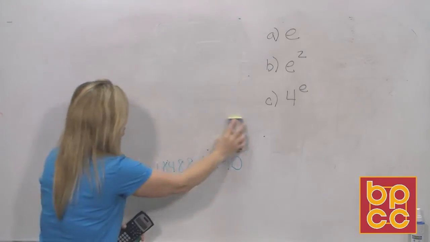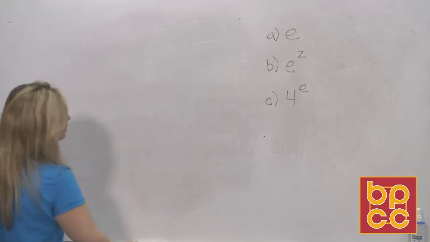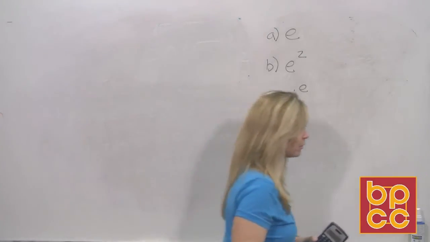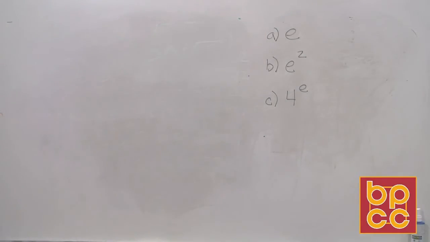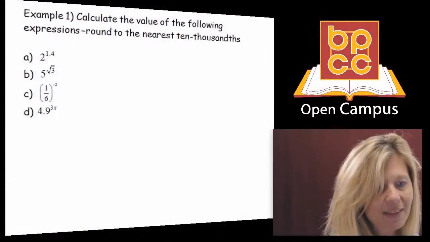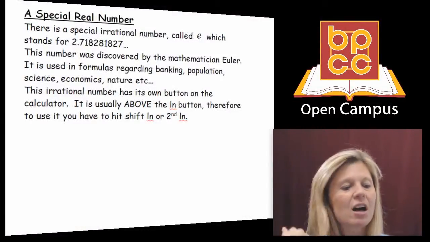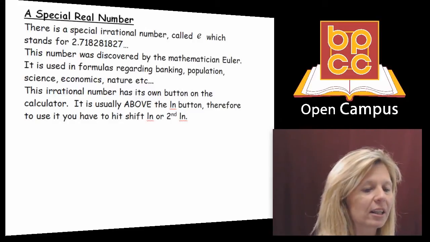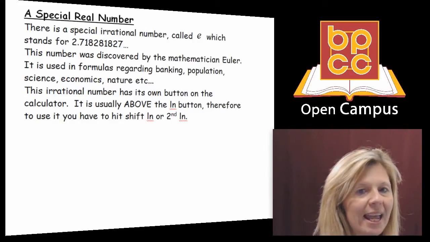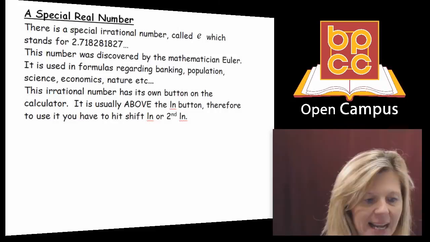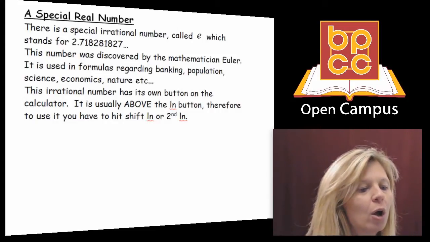Now, I have another new button to show you on the calculator. Let's go back to the notes for a minute. All right, now that we know how to type an exponent in our calculator, let's go here. There's another special number on our calculator, a button that you've never used. It is directly related to pi. It's like pi's cousin.